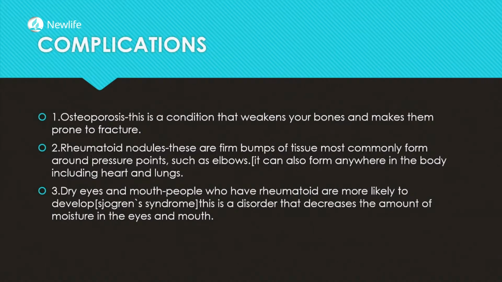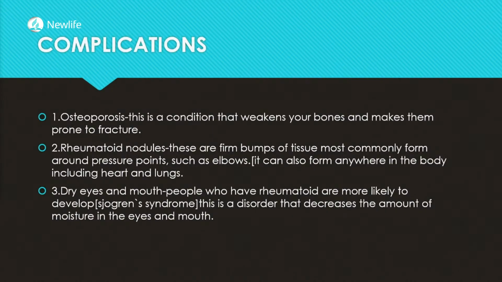Complications. We have rheumatoid nodules. These are firm bumps of tissue, most commonly formed around pressure points such as the elbows, and they can also form in other parts of the body, including the heart and lungs. We have dry eyes and mouth. People who have rheumatoid arthritis are more likely to develop Sjogren syndrome. This is a disorder that decreases the amount of moisture in the eyes and mouth.